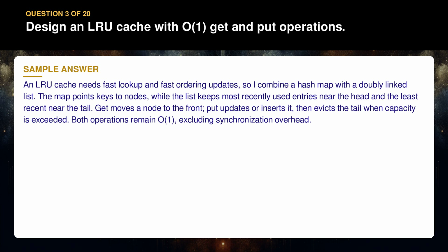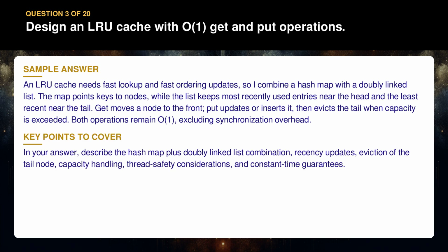Get moves a node to the front, put updates or inserts it, then evicts the tail when capacity is exceeded. Both operations remain O(1), excluding synchronization overhead. In your answer, describe the hash map plus doubly linked list combination, recency updates, eviction of the tail node, capacity handling, thread safety considerations, and constant time guarantees.